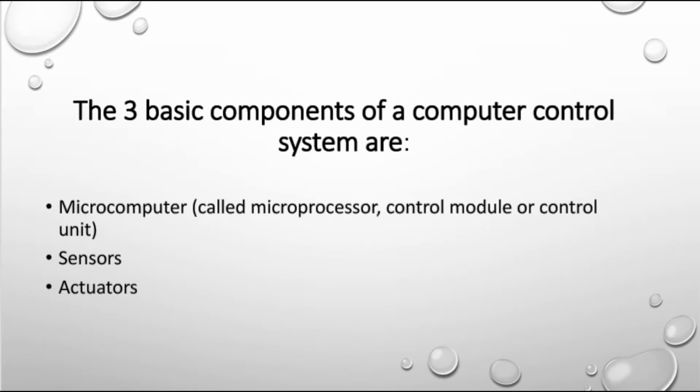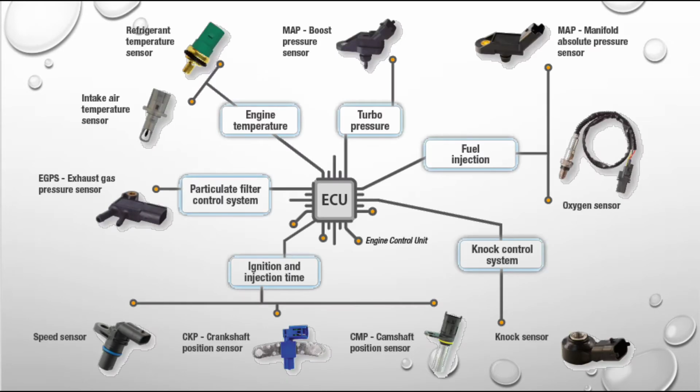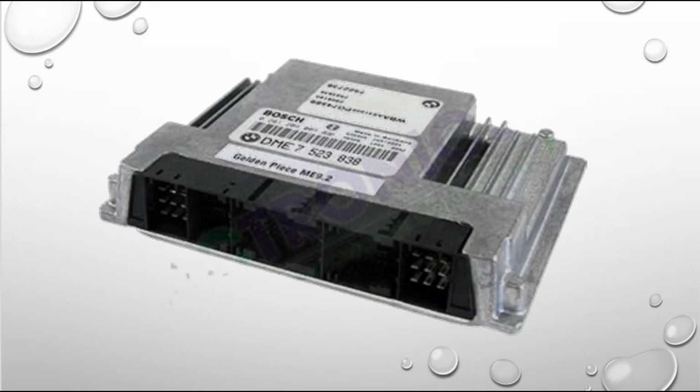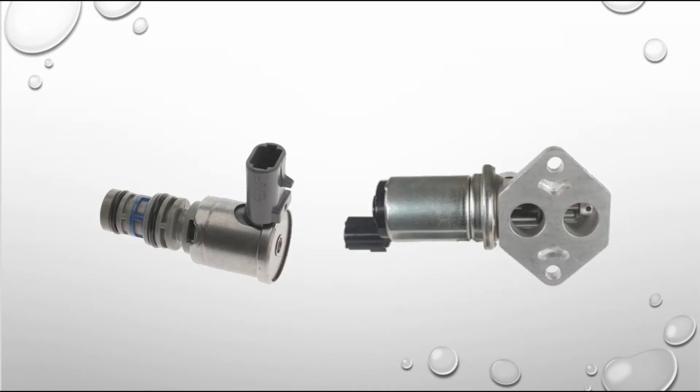The three basic components of a computer control system are a microcomputer, sometimes called a microprocessor, control module, or control unit; sensors; and actuators. Sensors supply the microprocessor, or control module, with input on engine conditions. The microprocessor analyzes this data from the sensors and calculates a response to these conditions. Actuators are used to adjust engine operation, after receiving a signal from the control unit, through a relay or solenoid.